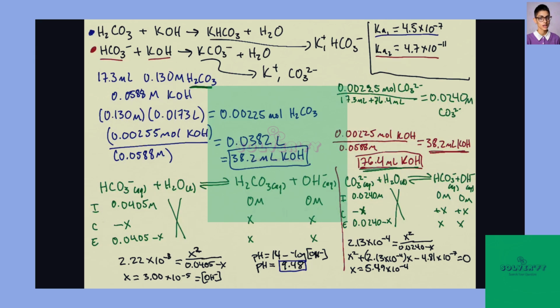Alright, now we can solve for our pH the same way we did over here. And we get a final pH value of 10.7.